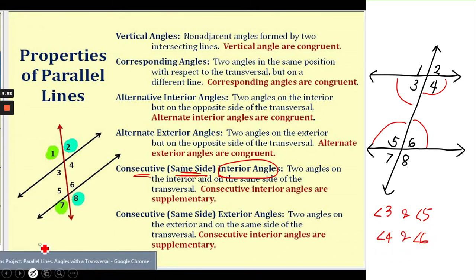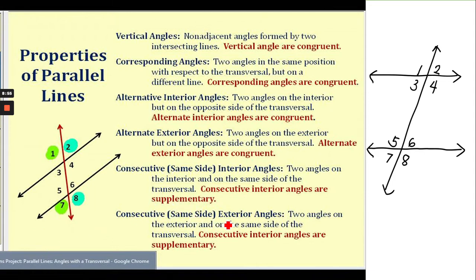Next, consecutive exterior angles. Consecutive, they should be on the same side and they are all in the exterior. So angle 1 and angle 7, angle 2 and angle 8. So those are the pairs of consecutive exterior angles.